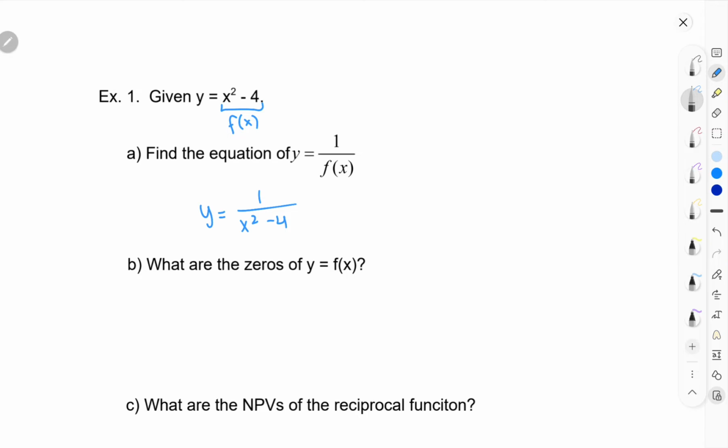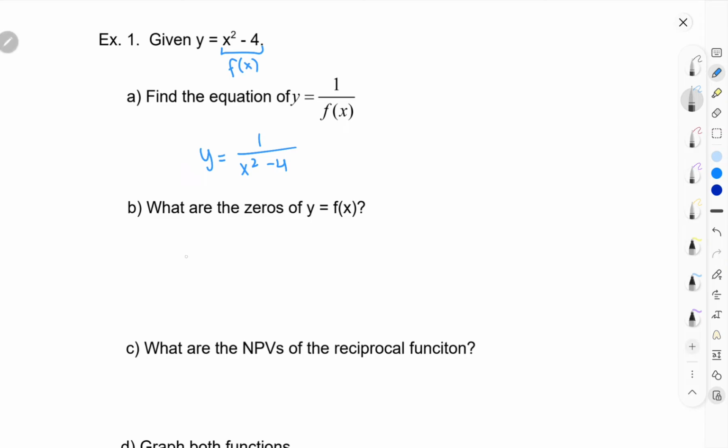Having those zeros, those x-intercepts, as we saw yesterday, are super helpful for finding those vertical asymptotes. So if I look at my original function, y equals x squared minus 4, I can find those zeros. Remember, those are also called roots. Those are our x-intercepts. Those are also our solutions for when y is equal to 0.